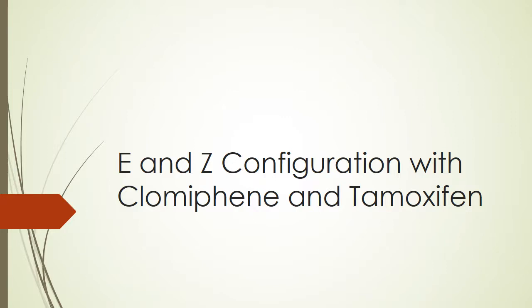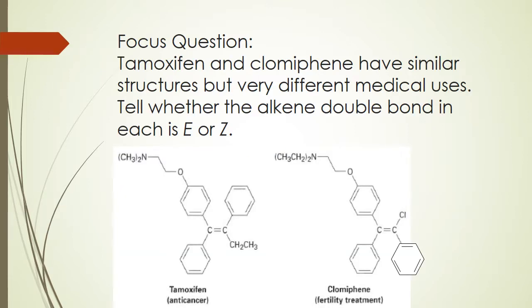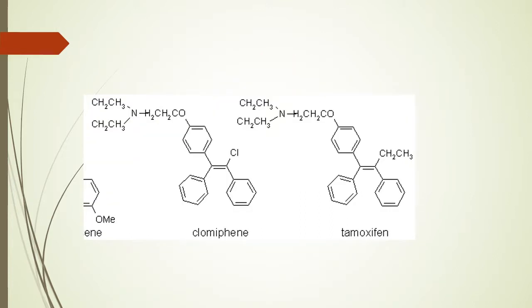Hello, my name is Edward Landy, and this is E and Z configuration with Clomiphene and Tamoxifen. They're both drugs. Tamoxifen is used to treat breast cancer, and Clomiphene is used to treat infertility. Today we're going to learn how to classify them as either E or Z configuration.